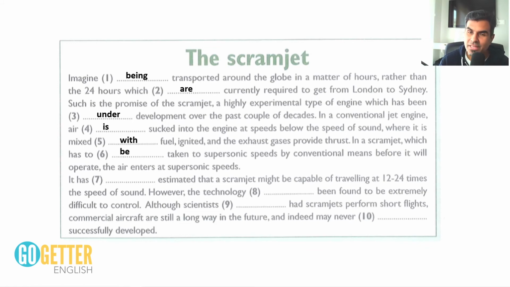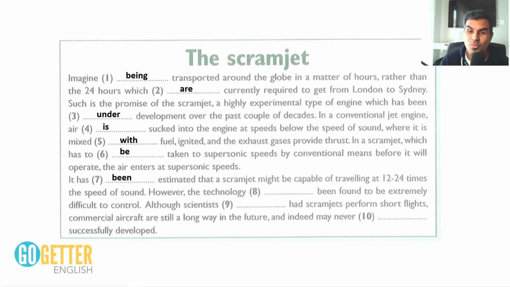Now, this next blank is very, very typical in English, which is the impersonal use of it. It's a very common passive structure. It has been estimated. That means somebody actually carried out those estimations. So we would just need the verb to be in past participle here because it's a present perfect passive. It has been estimated that a scramjet might be capable of traveling at 12 to 24 times the speed of sound. However, the technology has been found to be extremely difficult to control.